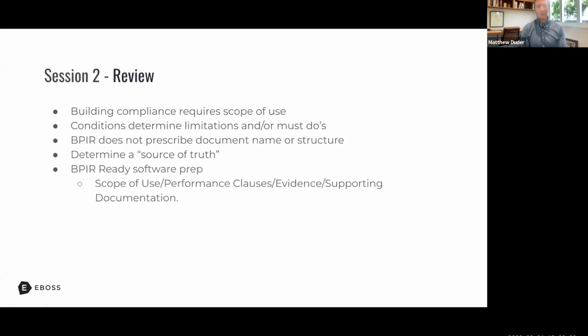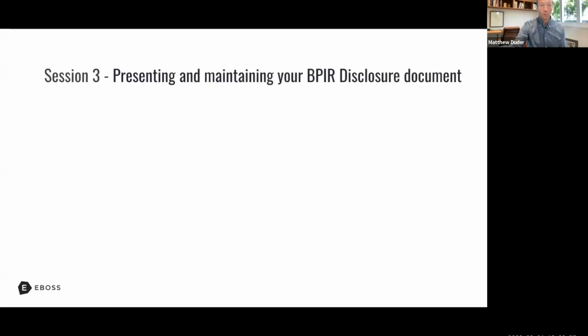You were taken through how to develop these sections within the BPIR Ready tool. John Allen talked us through how to develop our own scope of use, linking to performance clauses, particularly for those of you who have got categories already set up in the tool. The importance of providing evidence against those claims and linking to supporting documentation. I think we referenced a design manual as well as a warranty guide in John's example last week. So that was our session last week, and now on to session 3.